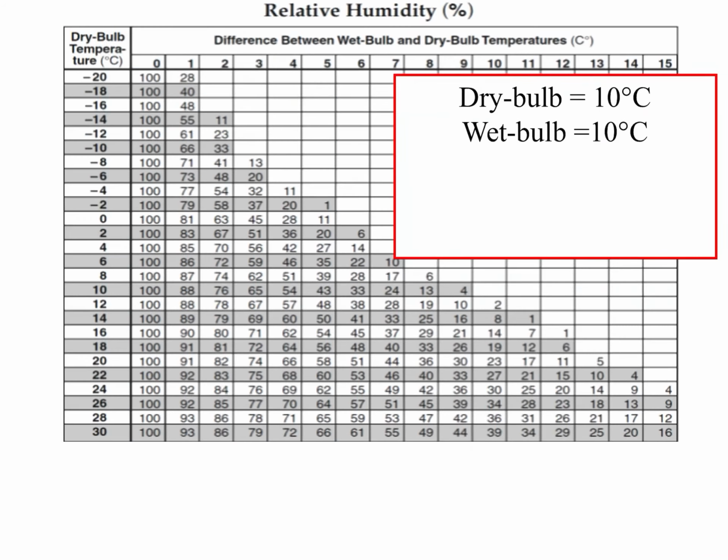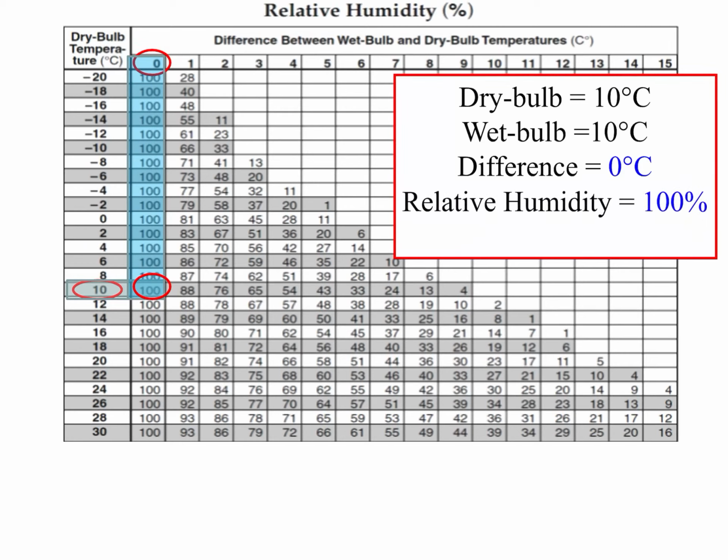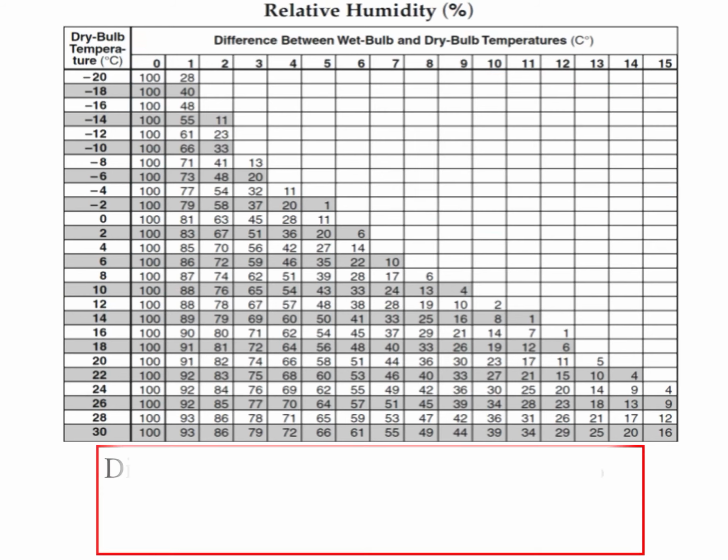Okay? Next example. Dry bulb is 10, wet bulb is 10. So the difference is 0. So now look, if you have them being the same, look at what column you end up with. You have a relative humidity of 100. When the relative humidity is 100, that means that the air is saturated and you will have rain.